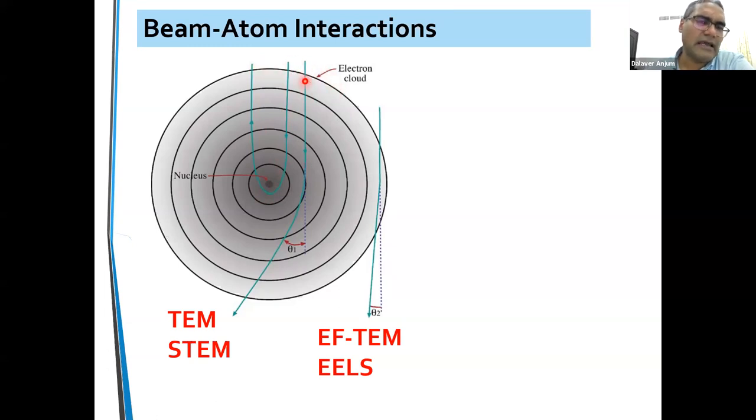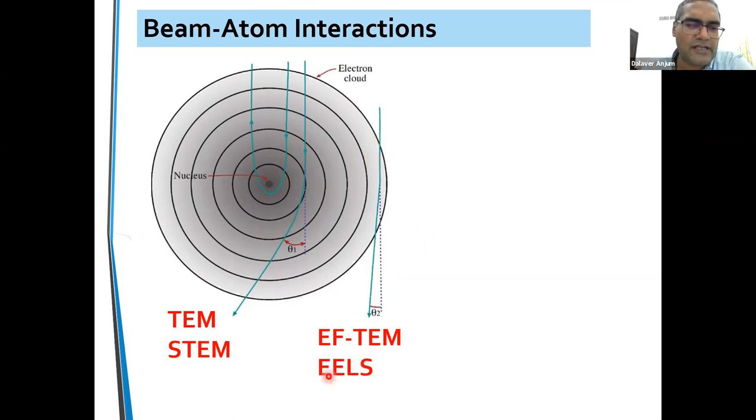If it's a little closer, going through the inner electron shells of the atom, then it gets scattered quite a bit. And this angle is quite high, up to 20 milliradians or something. Those electrons are the basis of the TEM signal or scanning transmission electron microscopy signal as well. And then the other case is when the beam electron hits the electrons of the atoms. So that's the difference. Those two signals are scattering from the nucleus, while this signal is scattering from the electrons of the atoms. So that's the difference between the two.